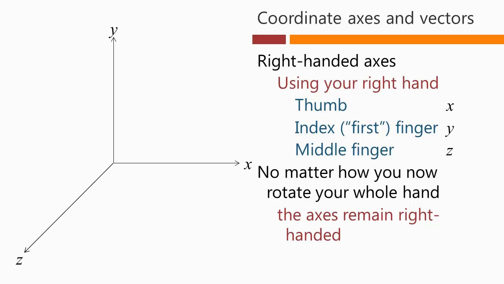Now, no matter how you rotate your hand or bend your wrist, the relative orientation of these three axes remains the same. Let me show you what I mean. With my right hand here, my thumb pointing upwards is the x-axis. My index or first finger pointing forwards is the y-axis. My third or middle finger pointing perpendicular to these two at right angles, pointing out from my palm here, is the z-axis. Now, it does not matter how I rotate my right hand. These still remain in the same relative orientation, and they are always right-handed axes.